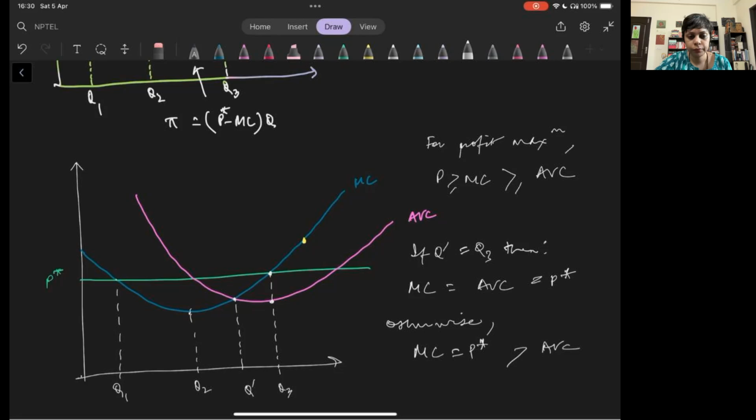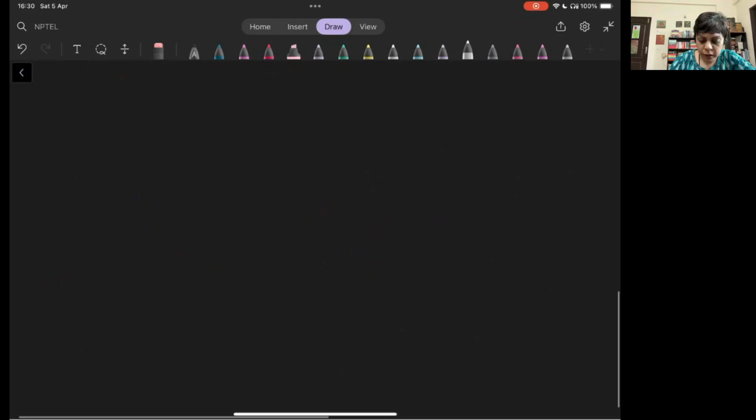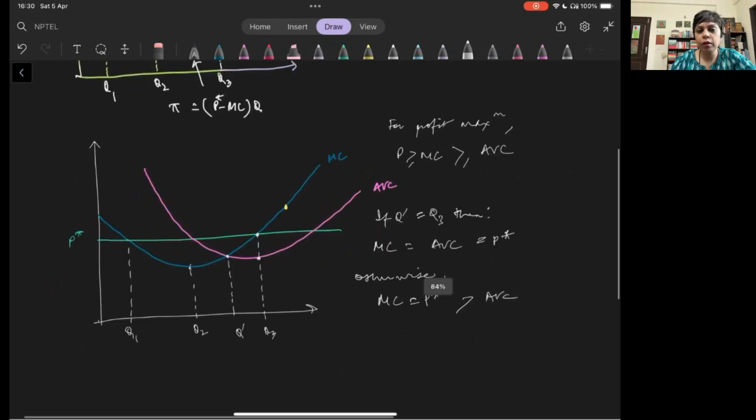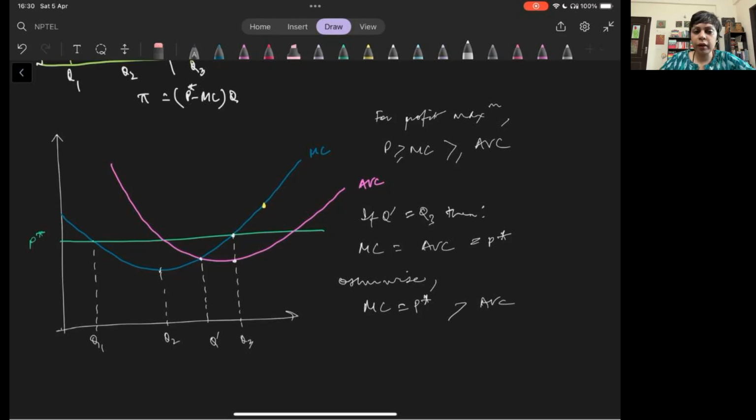Madam, just for my understanding, for any firm, the given things are marginal cost, average cost, and the equilibrium, P star is the equilibrium price. Am I correct? Yes, you can say it is the equilibrium price or market price because we're talking about a perfectly competitive market. And there is another curve, the fixed cost curve, one line. How do you plot it on the same thing?